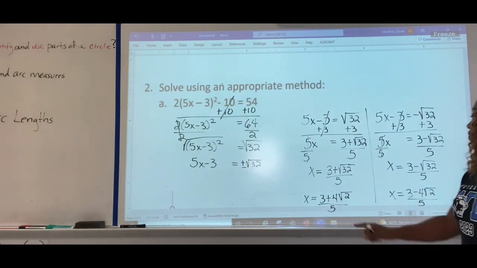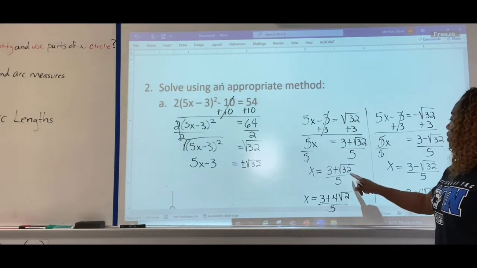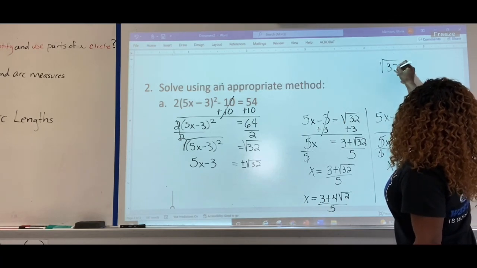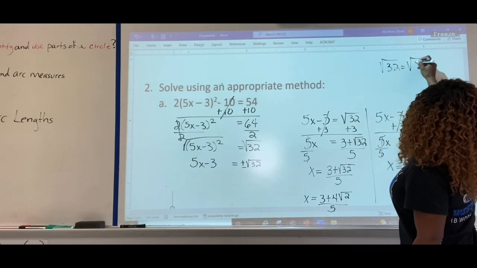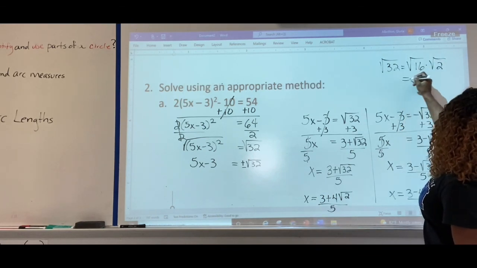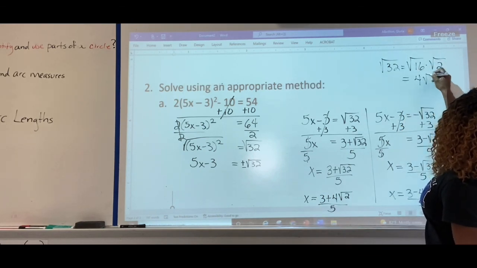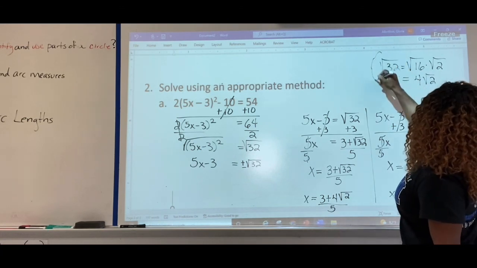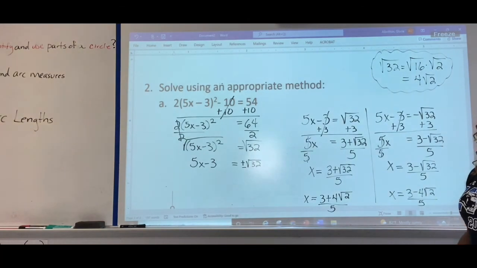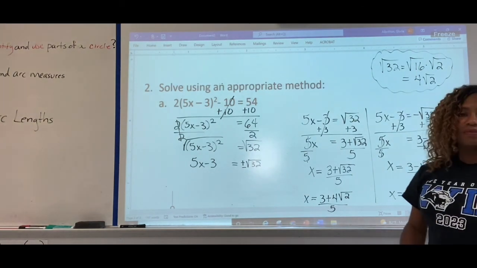So how did we get 4 square root of 2? Because we can break the square root of 32 into radical 16 times radical 2. And of course, the square root of 16 is 4, and you keep the square root of 2. So this is how you may end up with that alternate answer, which is also correct. All right, let's look at 2b.